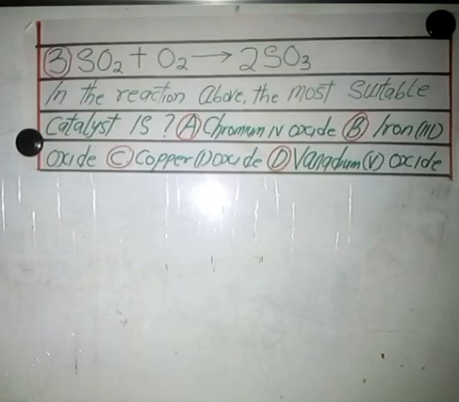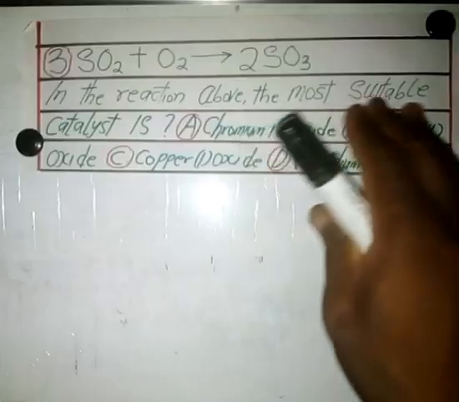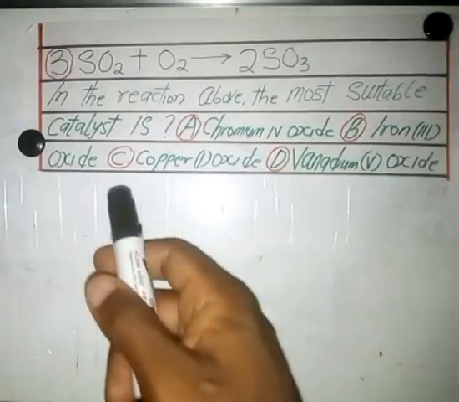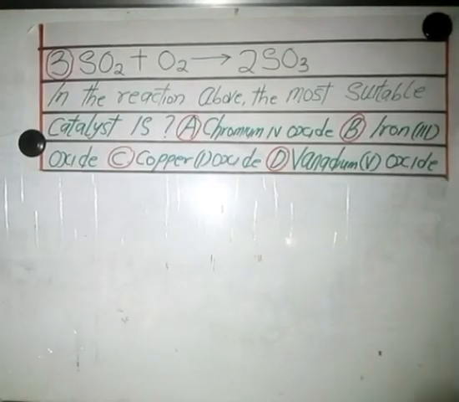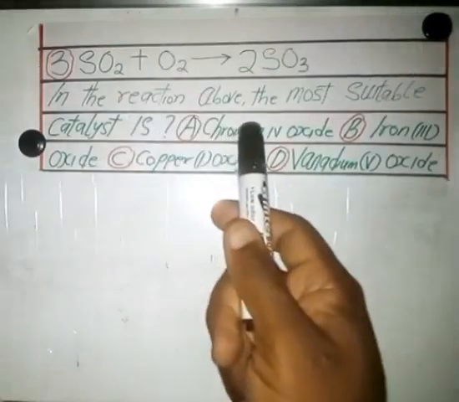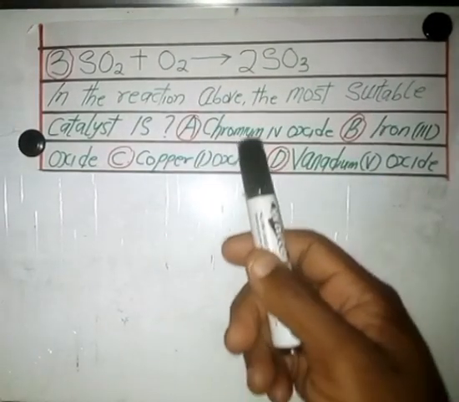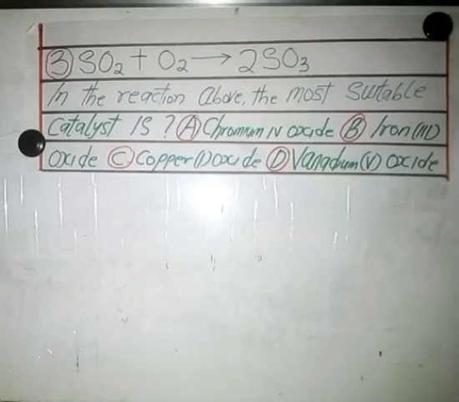3. In the reaction above, the most suitable catalyst is chromium 4 oxide, iron 3 oxide, copper 1 oxide, vanadium 5 oxide. So this reaction is one of the intermediate reactions in the production of sulfuric acid, and the catalyst used is vanadium 5 oxide.